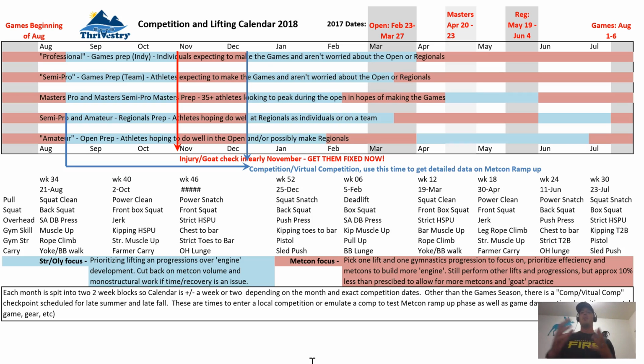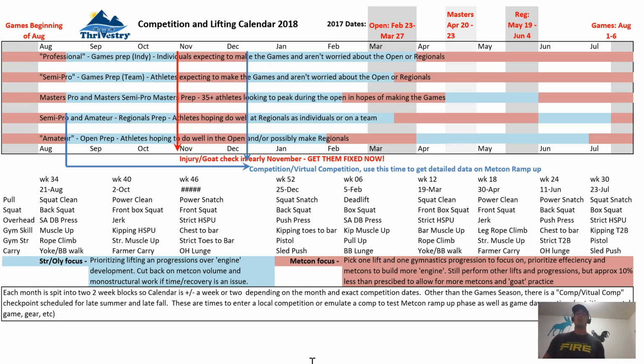The way we set this up is, years ago, we started to realize that there was a difference between the different levels of athletes. If somebody is training to do the best in the open, or even just barely trying to make regionals as an individual for their first time, they're going to have a slightly different calendar or training focus throughout the year compared to somebody who's going to the games.